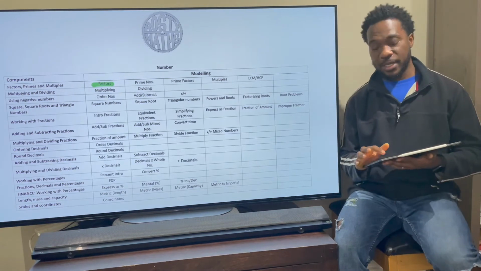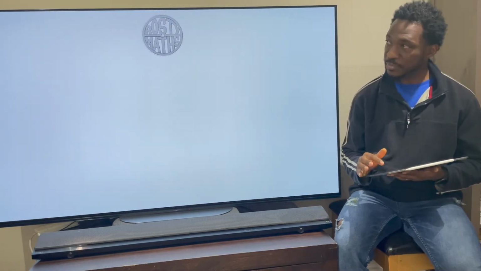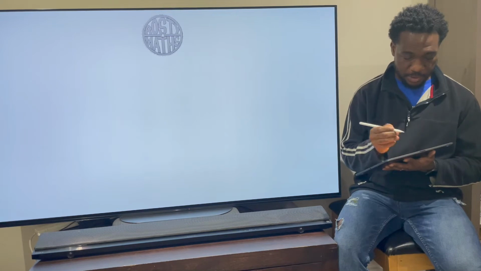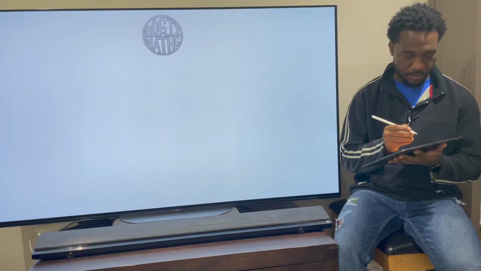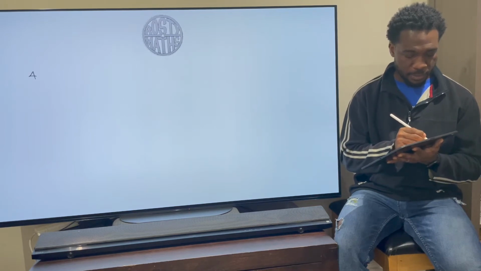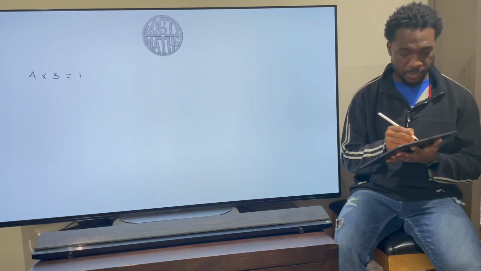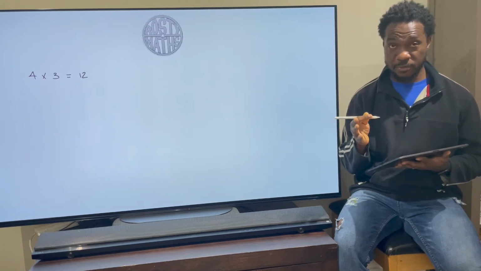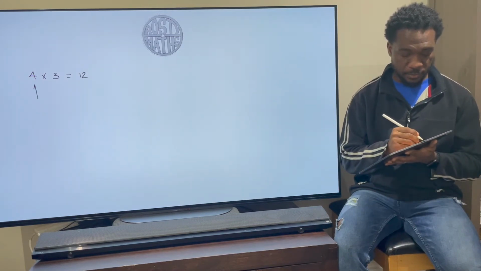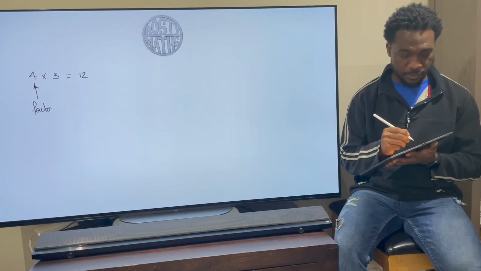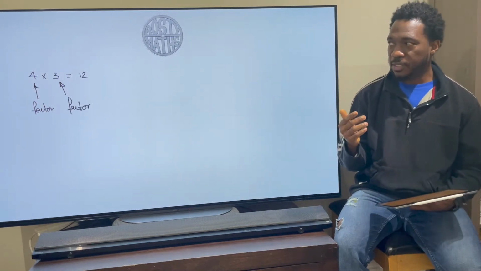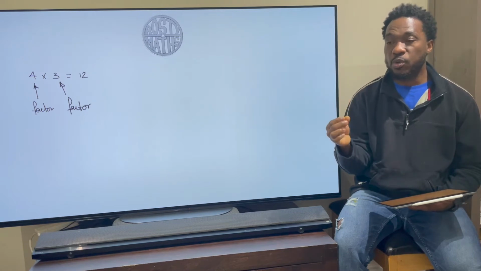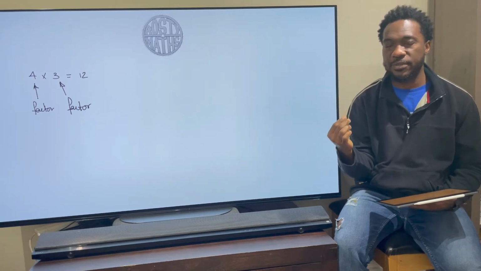So let's talk about factors today. We'll start by looking at a really simple concept. For example, I know that 4 times 3 is equal to 12. Because I know that 4 times 3 is equal to 12, 4 is a factor of 12, and so is 3. So what is a factor then? Well, a factor is what goes into a number without leaving a remainder.